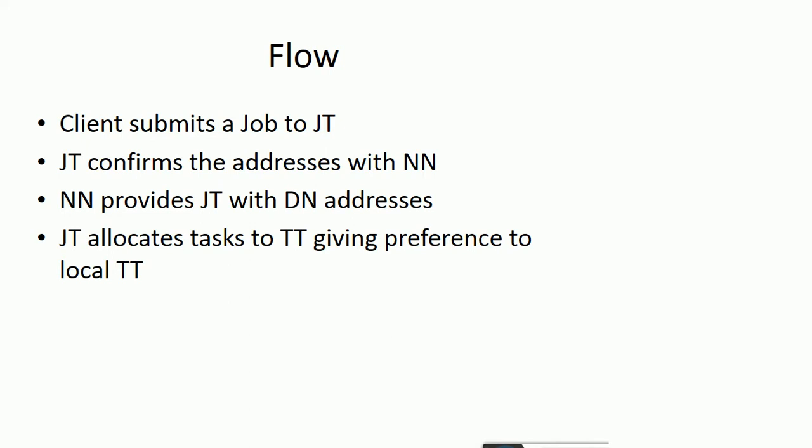So job tracker now identifies 3 nodes, and now it will pass on the program, that particular job, to the respective task trackers present in those machines. Okay, and those task trackers will start processing. Okay, this is the high level flow of how exactly Mapreduce happens.